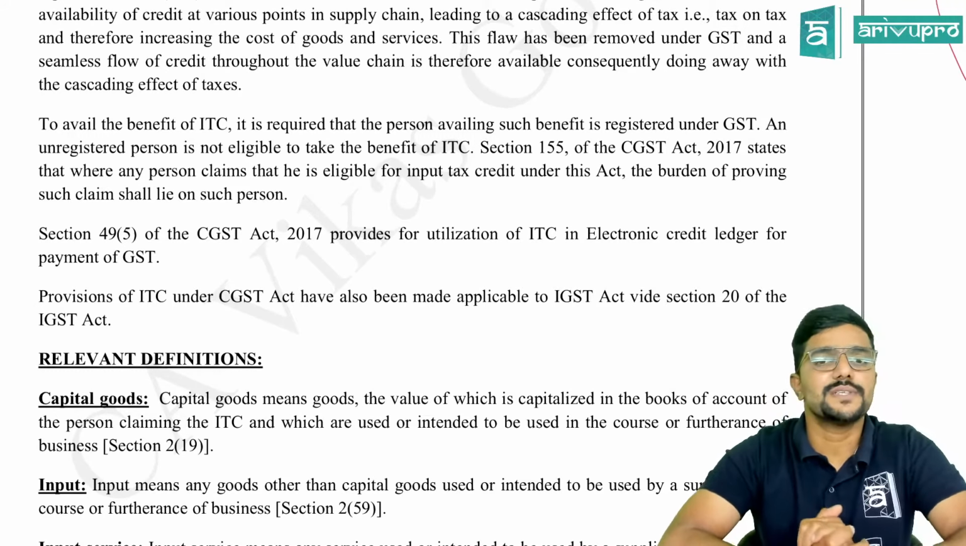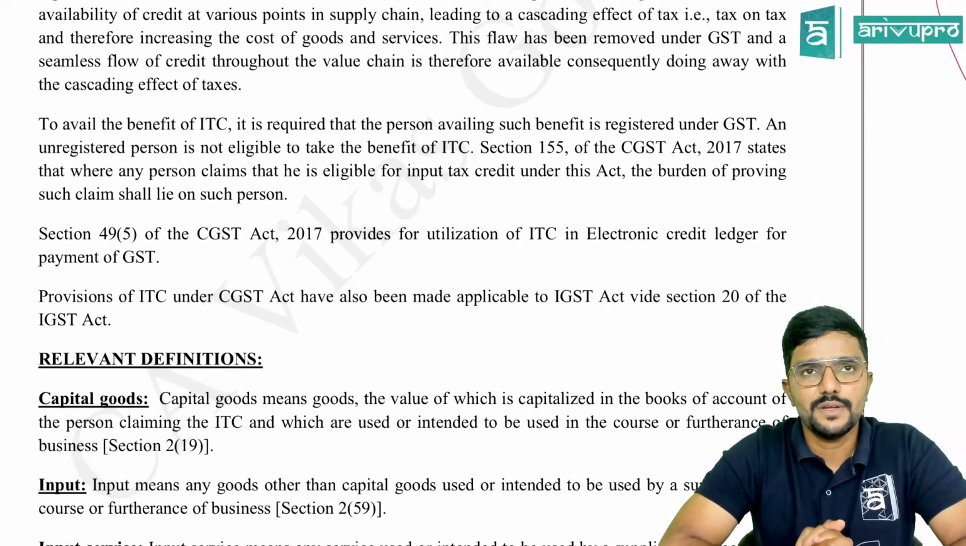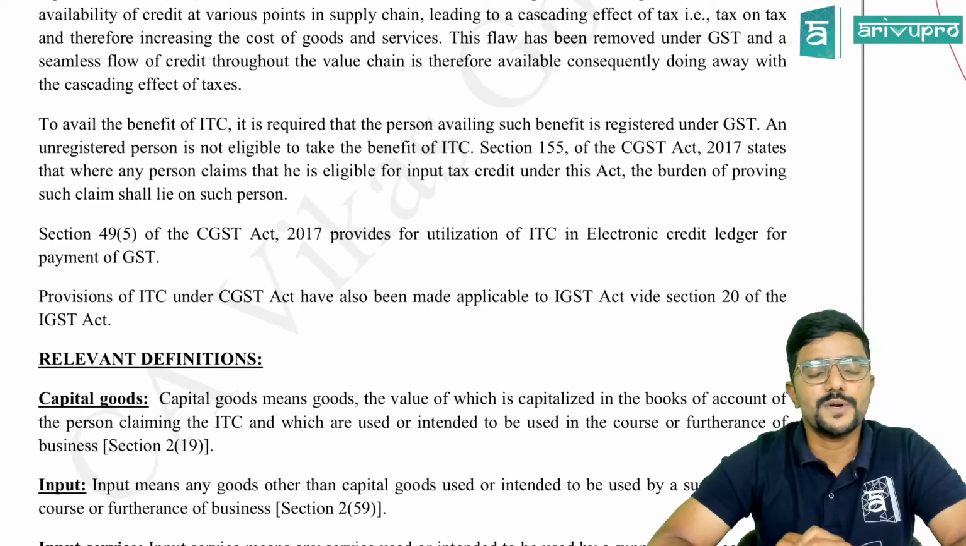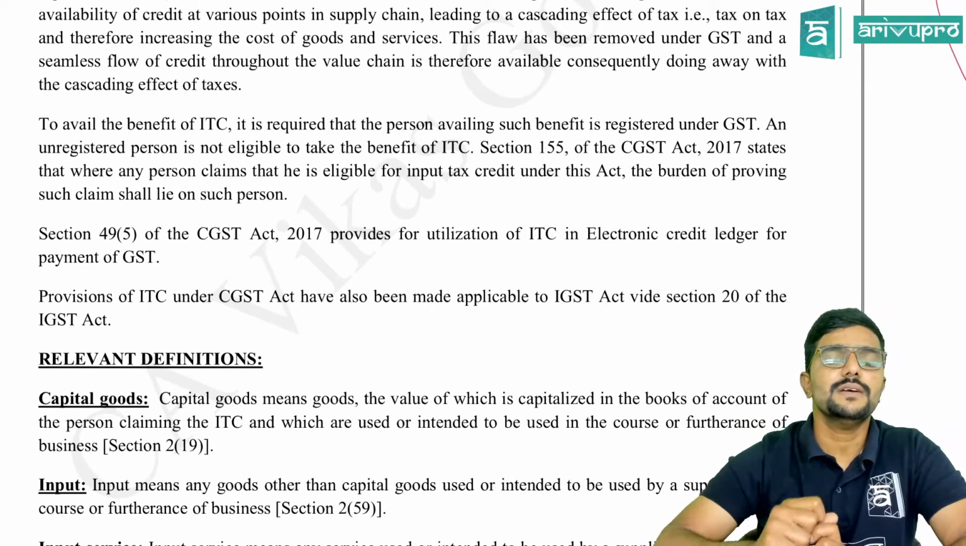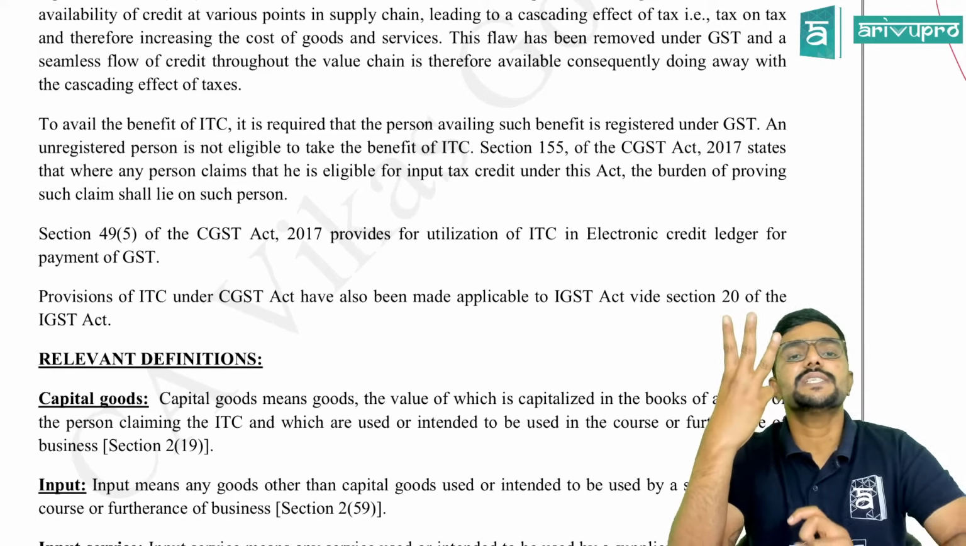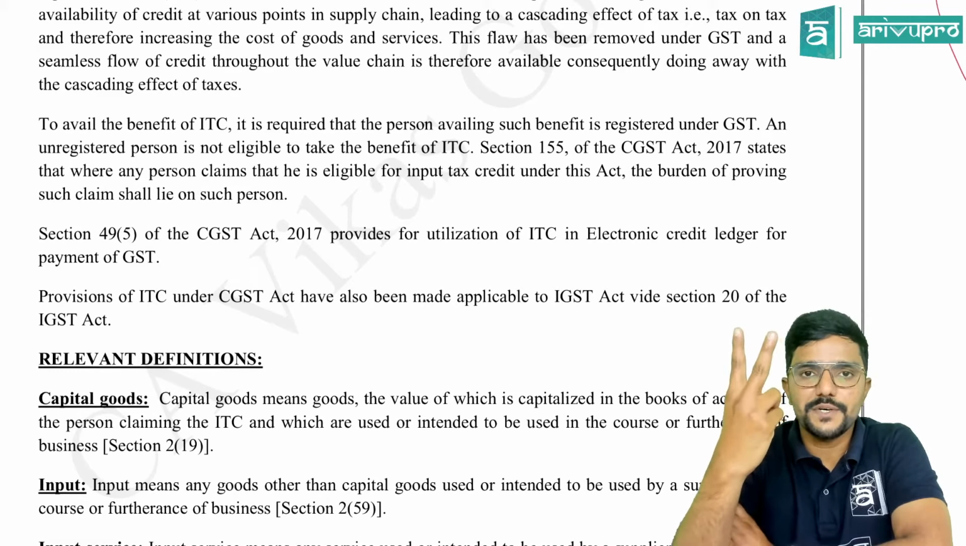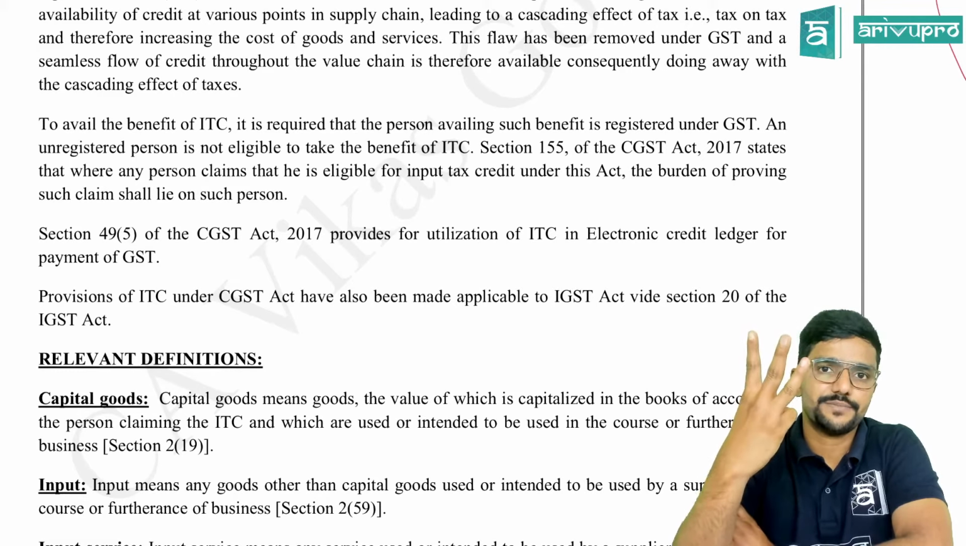And one more important point. Whenever a person gets registered under GST, he will have a profile on the GST portal. Whatever profile he will be having, there are 3 ledgers in his profile. What are those 3 ledgers? Electronic credit ledger, electronic liability ledger, and electronic cash ledger.